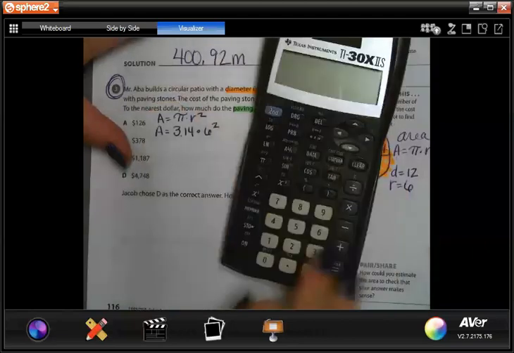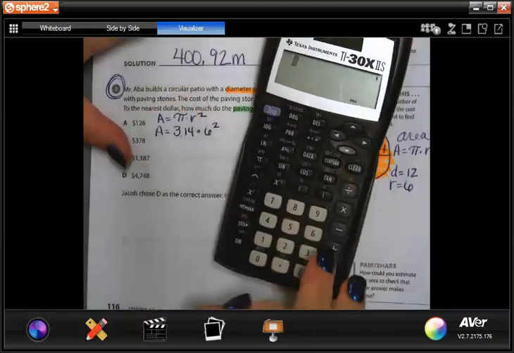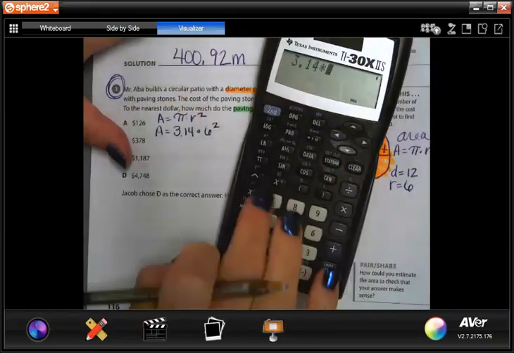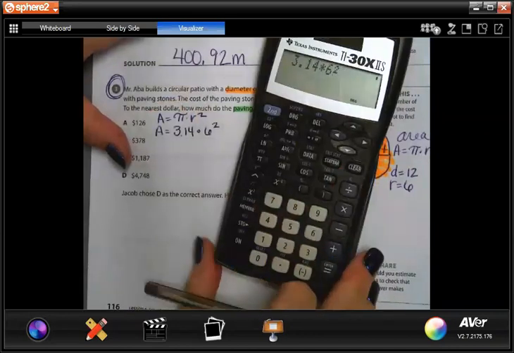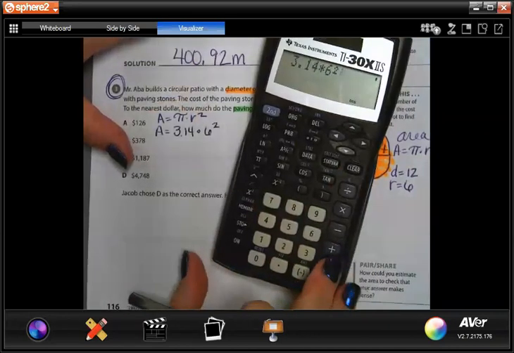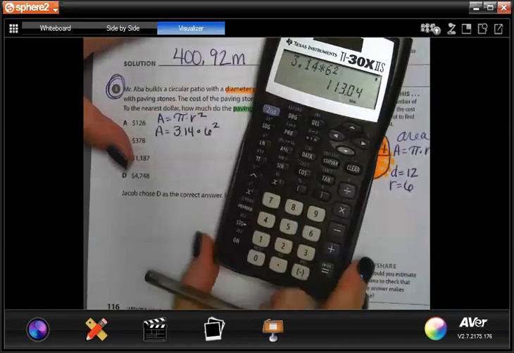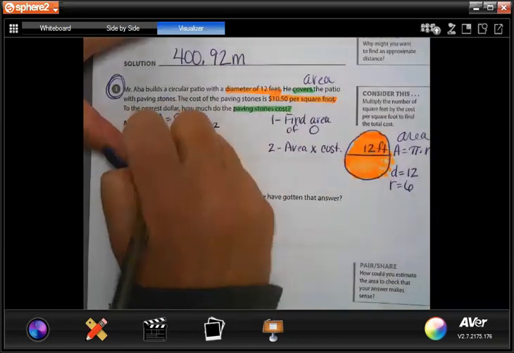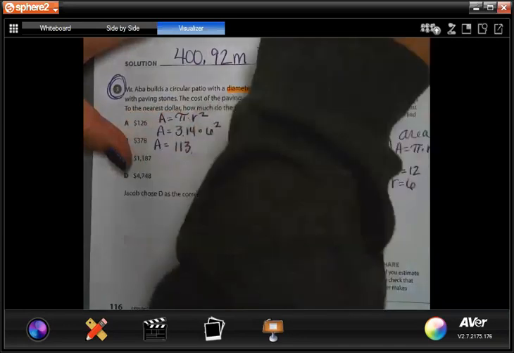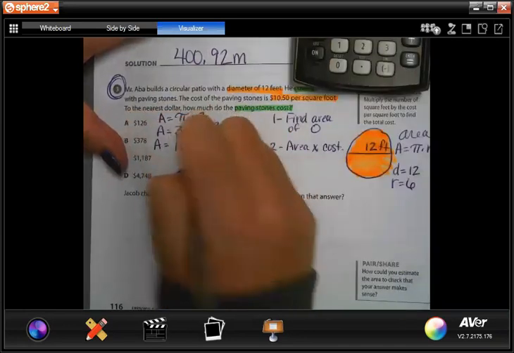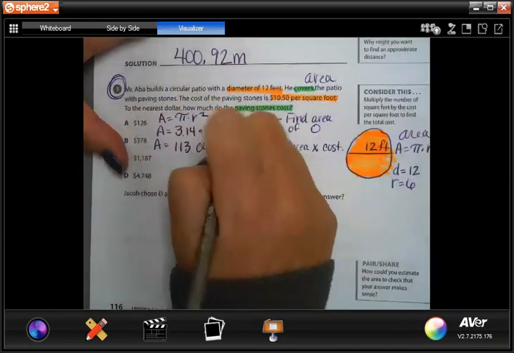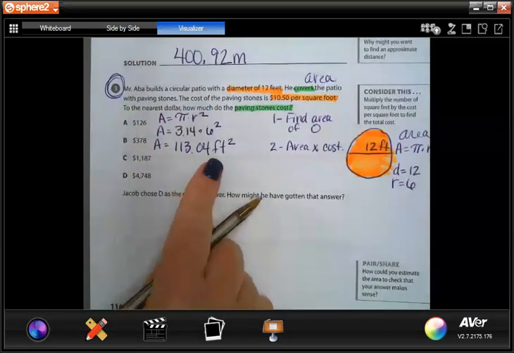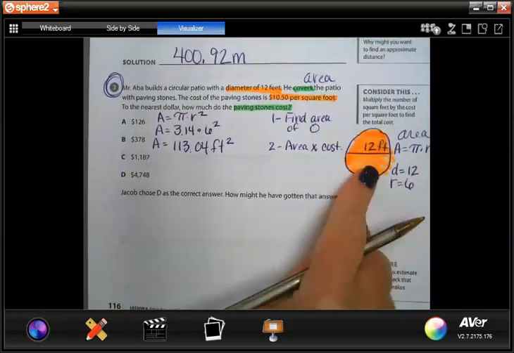So using my calculator, 3.14 times 6 squared is 6 times 6, or 6 squared, whatever you want to do. The area of this is 113.04 feet squared. Now, all that does is tell me the area of my circle.